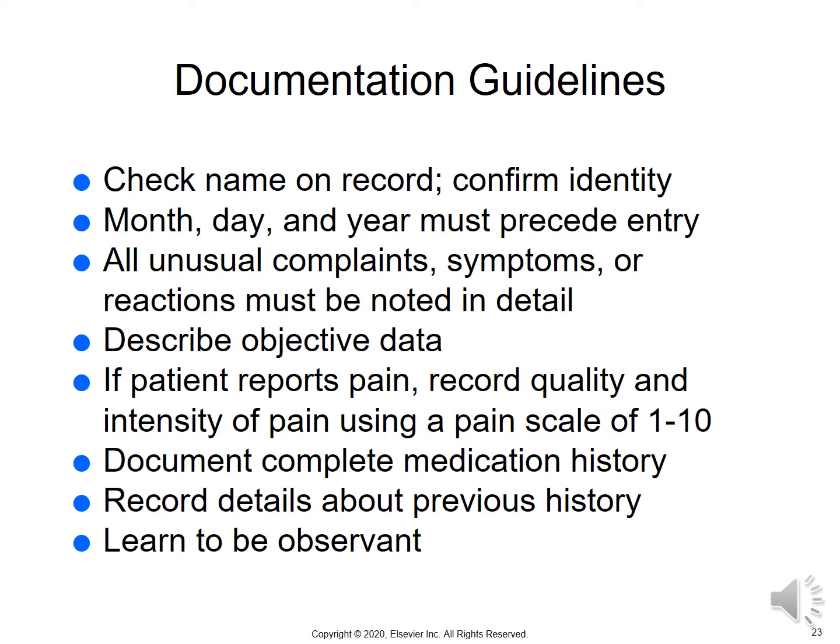All unusual complaints, symptoms, or reactions must be noted in detail. Include complete information about the onset, duration, frequency, and associated signs and symptoms of each complaint. Describe the objective data, such as the presence of a wound, using correct anatomic medical terminology, which you probably had a separate course in. If the patient's report is a complaint of pain, record the quality. Is it sharp, stabbing, dull, and the intensity of the pain using a pain scale of 1 to 10, 1 being the least amount of pain, 10 being the worst pain in the world.